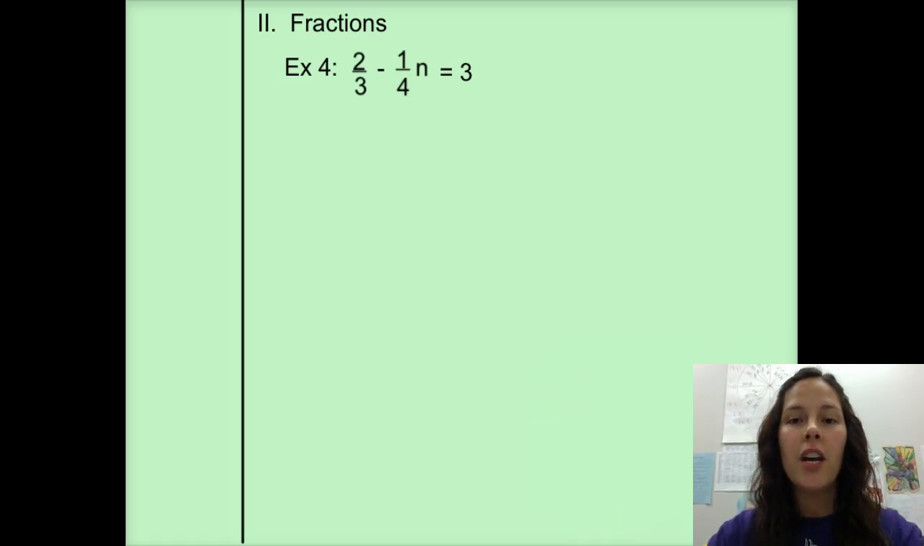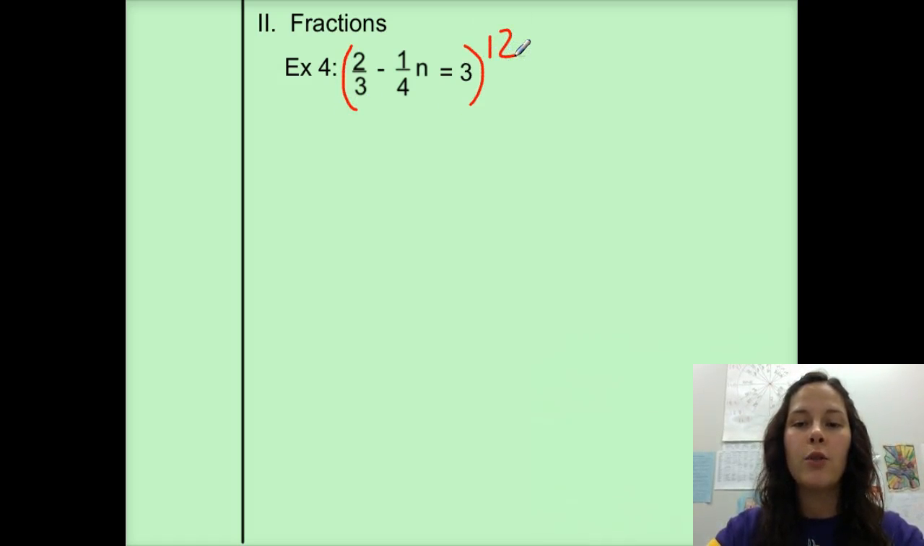Now we're going to take a look at a couple of fraction ones. I know these are tough, so we're going to spend some extra time on these in order to get really good and comfortable with fractions. So remember, in order to cancel the fractions, we multiply everything, following that golden rule, multiply everything by the common denominator. In this case, 3 and 4 both go into 12, so I'm going to distribute this 12 to each term.